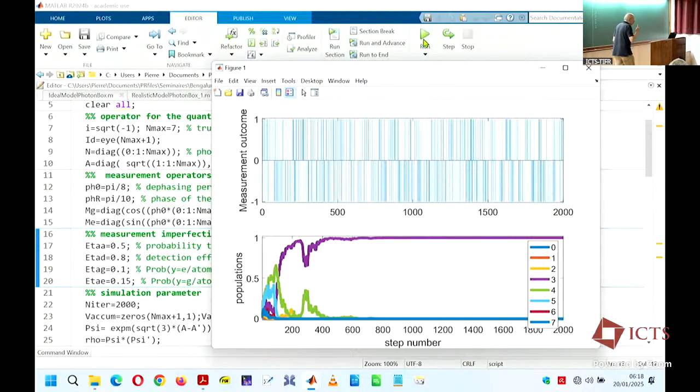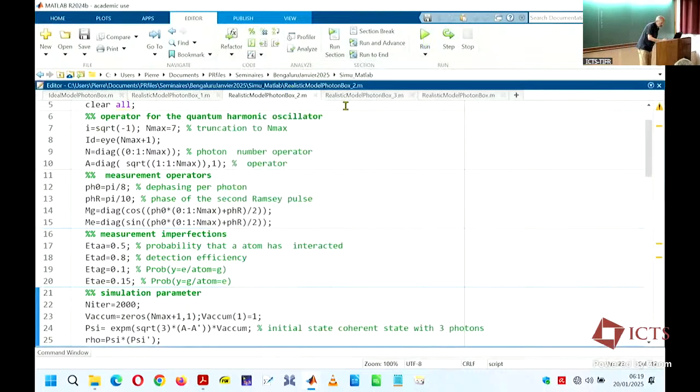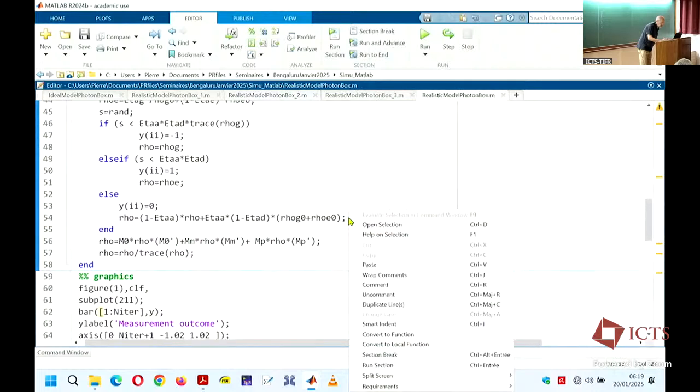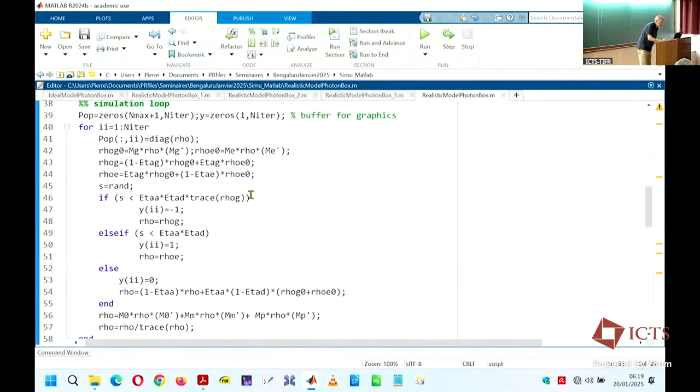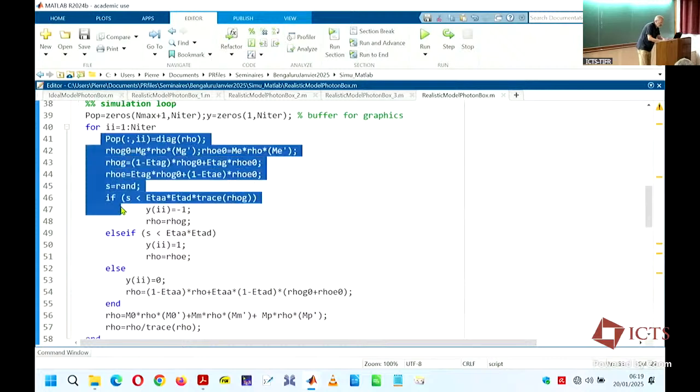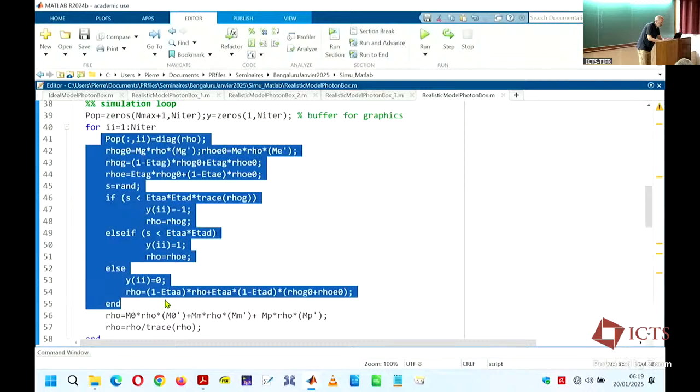But you can also add something more. You can also use the fact that the photon lifetime inside the cavity is not infinite. In this case, it corresponds to this. So I show you the MATLAB code. It is this. So here you have all the things. So you do in this part of all these things. So it corresponds to detection.